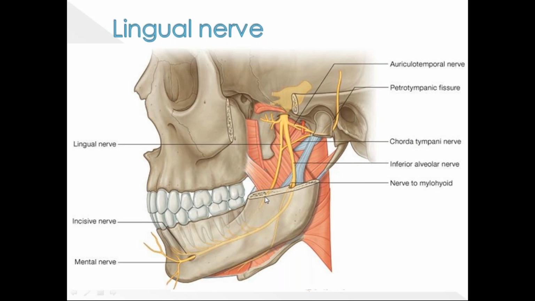Then if you see the course, it comes in direct contact with the mandible medial to the 3rd molar teeth. You can see this is the 3rd molar teeth. So here it comes in direct contact with the mandible medial to the 3rd molar teeth.